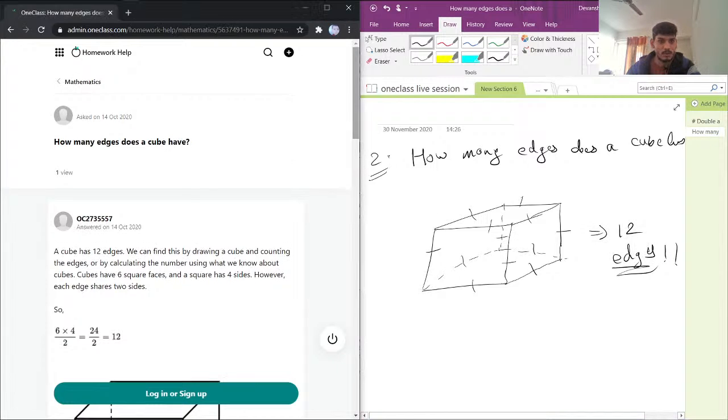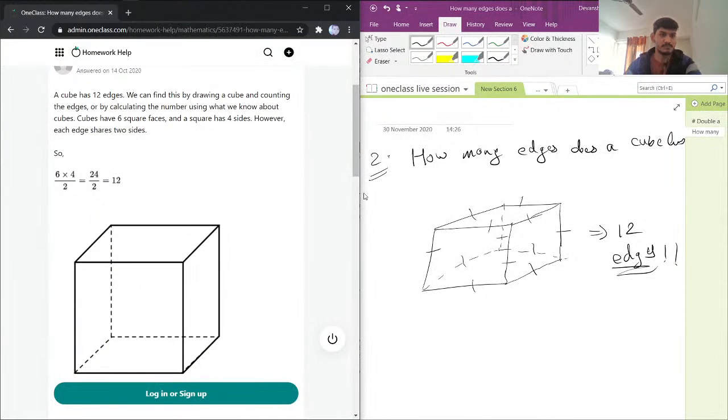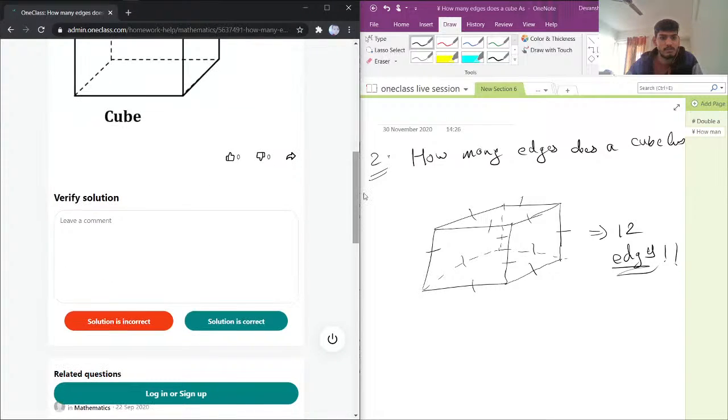Let's see how they have found it here. A cube has 12 edges. We can find this by drawing a cube and counting the edges, or by calculating the number using what we know about cubes. Cubes have 6 square faces, and a square face has 4 sides. However, each edge is shared by 2 sides. So that is 6 times 4, and each edge is shared by 2 sides, so divide by 2: 24 by 2 is 12. Correct.